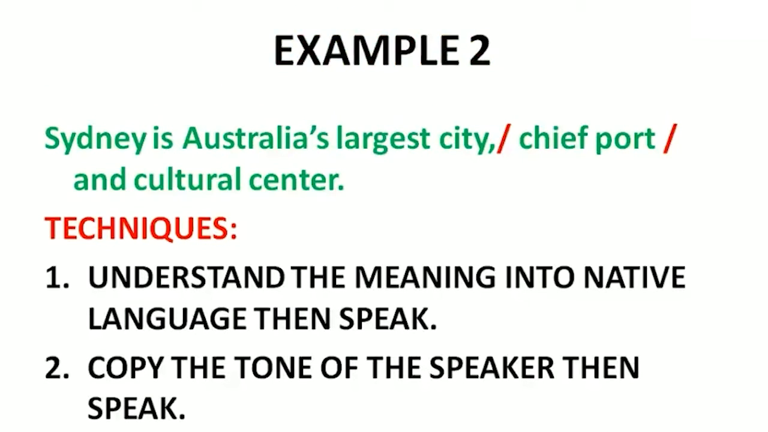Example 2 is: Sydney is Australia's largest city, chief port, and cultural center. Again, you will use these three techniques. Firstly, understand the meaning in your native language, then speak. Otherwise, copy the tone of the speaker, then speak. The third is memorize it immediately, then speak. So I took a pause after Australia's largest city. That's why I'm using the red slash. After chief port, I am again using a pause, then a cultural center.